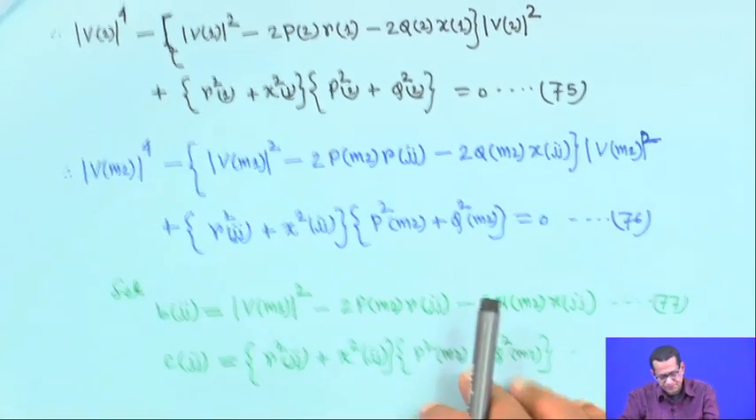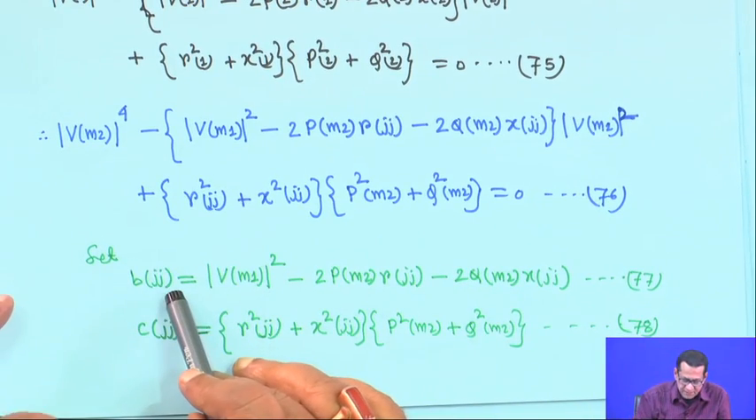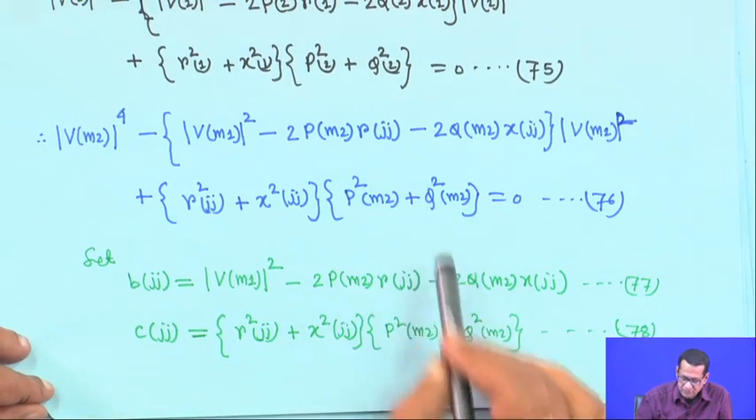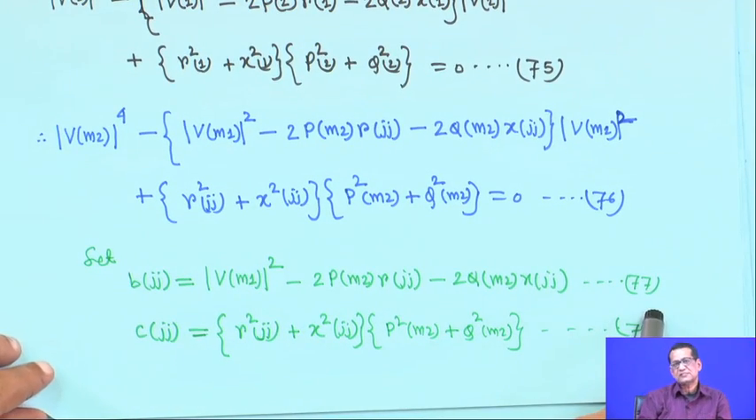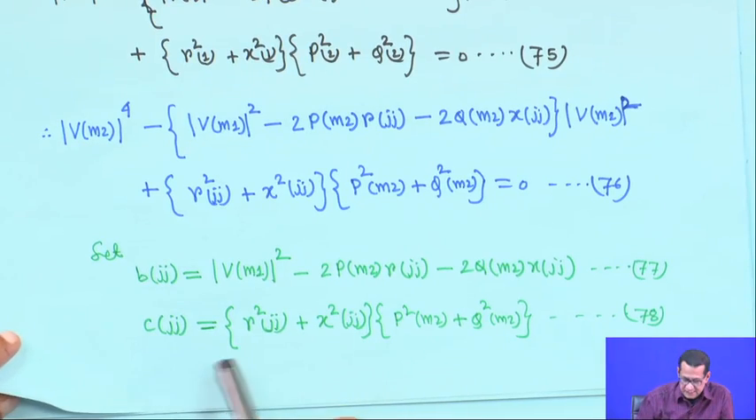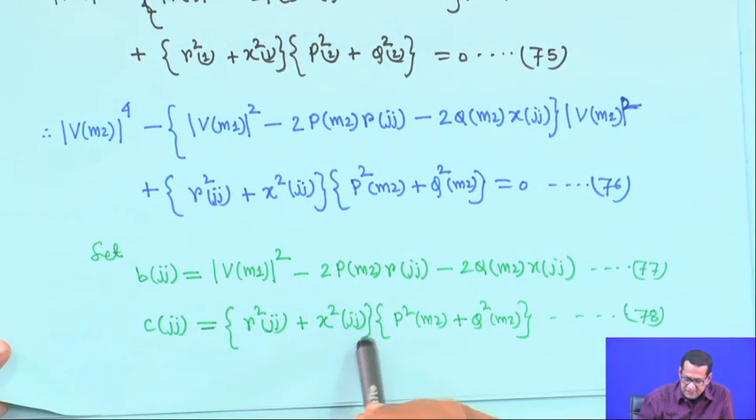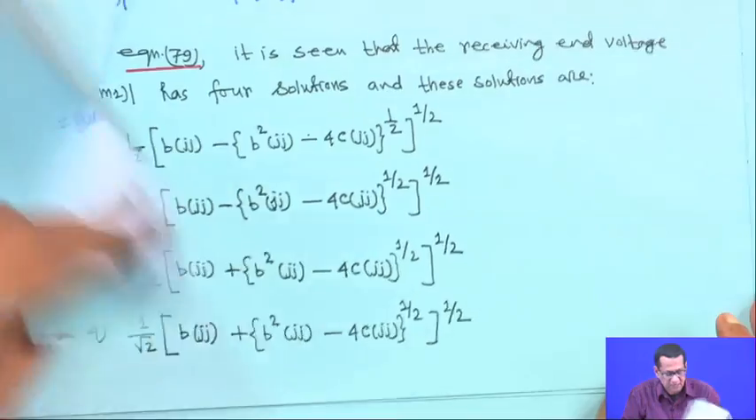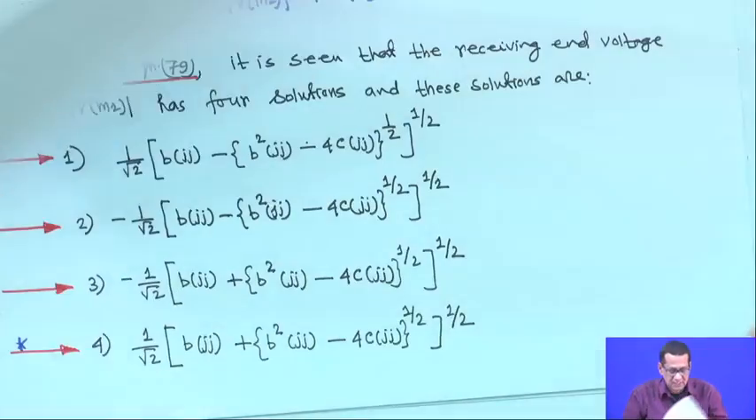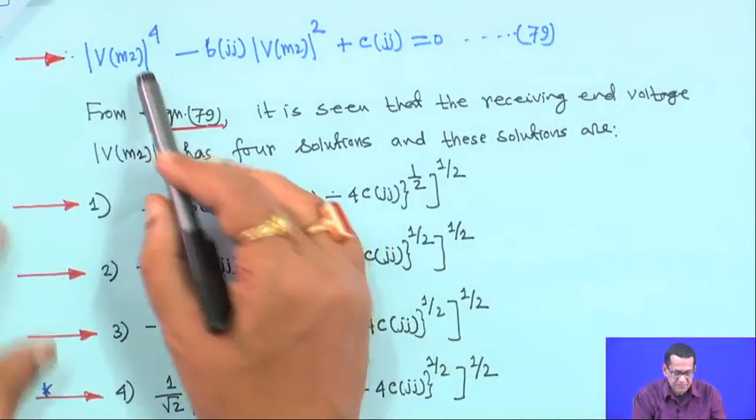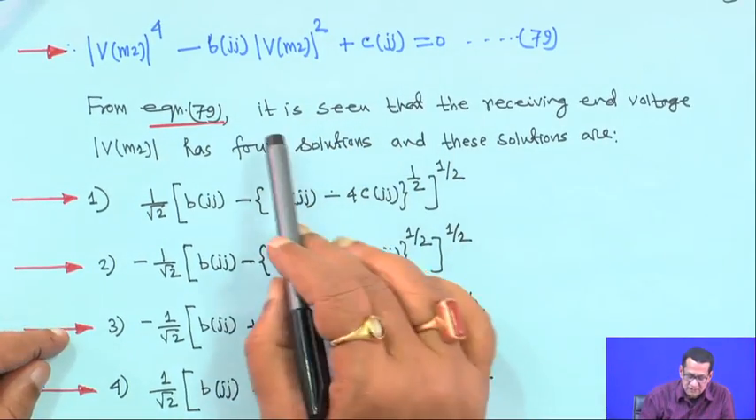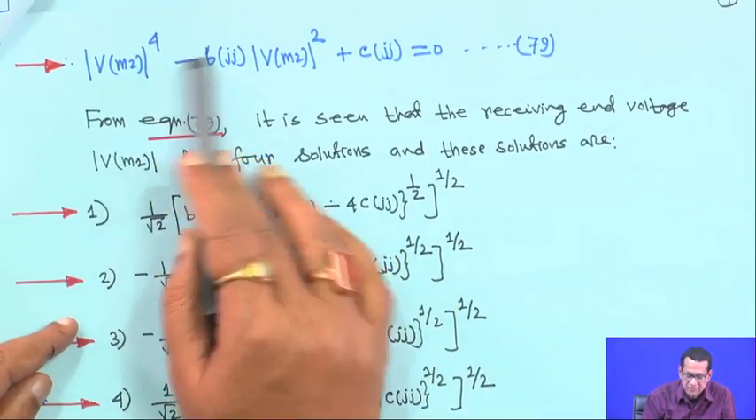Now, you assume that B jj is equal to this term, V m square magnitude, minus 2 P m2 R jj minus 2 Q m2 X jj. This is equation 77. And C jj is equal to this term, R square jj plus X square jj into P square m2 plus Q square m2. This is equation 78. If you do so, then this equation becomes V m to the power 4 minus B jj V m2 square plus C jj is equal to 0. So from this equation you can see this equation actually has 4 roots.